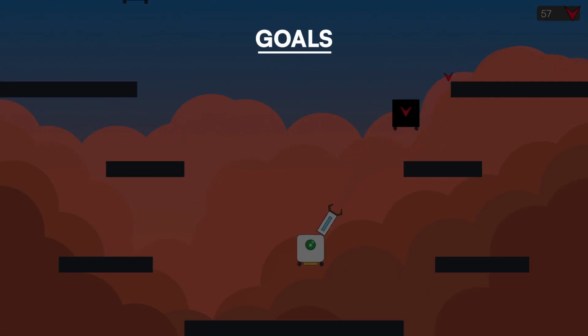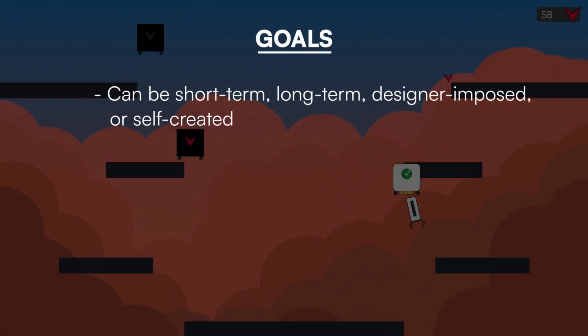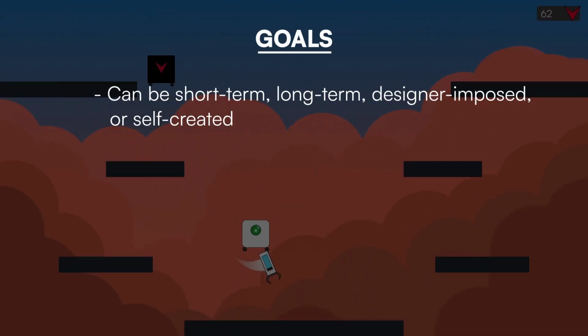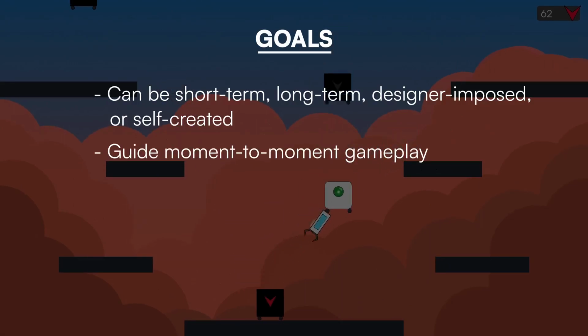In many games, goals are what keep players going, be it long-term or short-term goals, or goals that are assigned to the player by the designer, or goals that the player creates for themselves. Goals are powerful tools and guide the moment-to-moment gameplay.